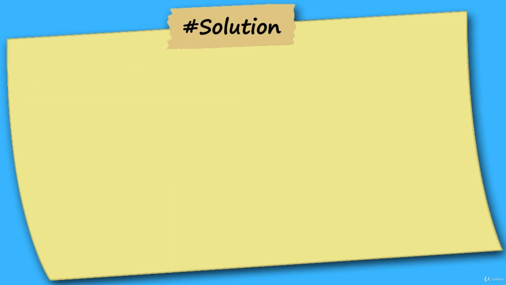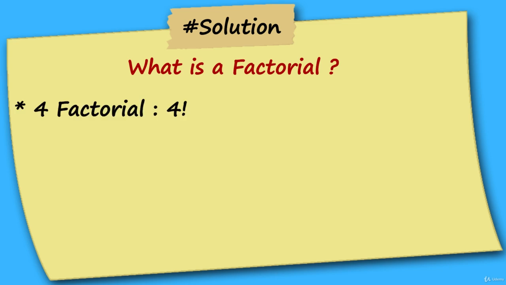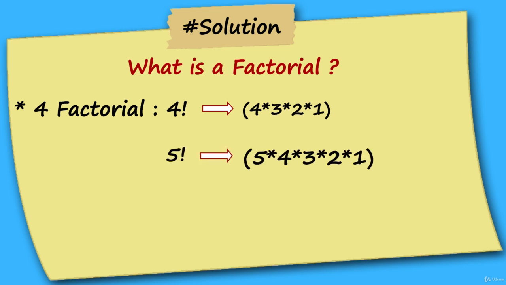Alright, so to solve this problem, first we will understand what is a factorial of a number. When you say 4 factorial, which is written like this, is basically you multiply the number with its previous number. So here what actually happens is 4 into 3 into 2 into 1. Something like this process gets executed. If I say I want to find 5 factorial, it means 5 into 4 into 3 into 2 into 1.